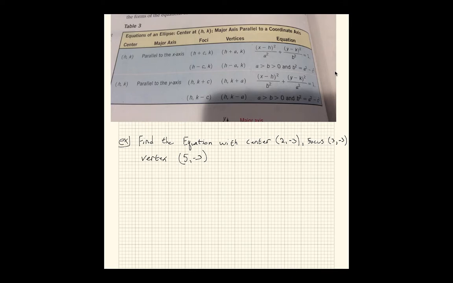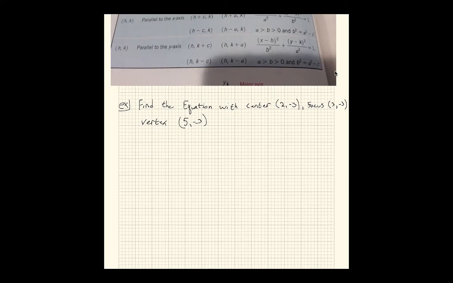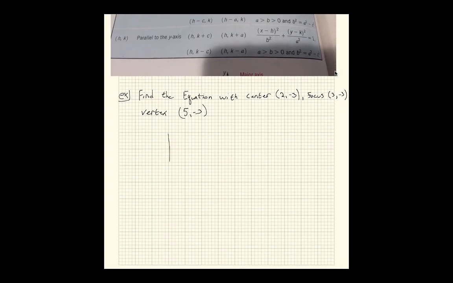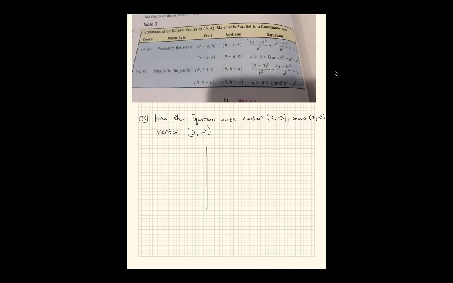It says find the equation of an ellipse with its center at (2, -3). One of the foci is at (3, -3), and one of the vertices is at (5, -3). So I would suggest doing a quick little graph. It doesn't have to be super accurate, but as long as it can give us a sense of where everything is.